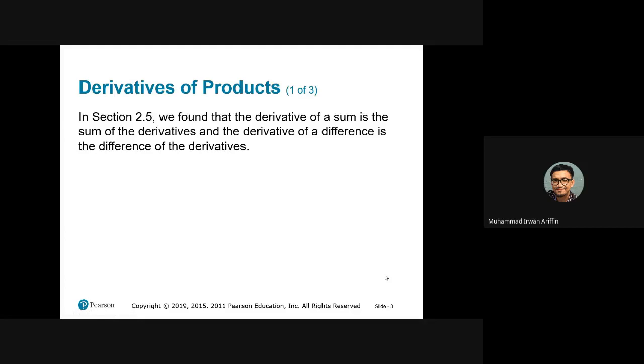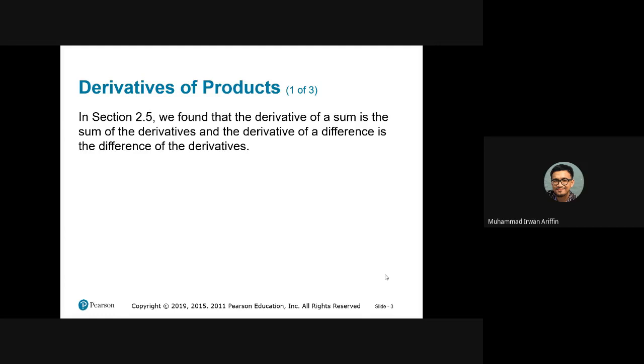So in the previous discussion, we found that the derivative of a sum is the sum of the derivatives, and the derivative of a difference is the difference of the derivatives. So what is this all about?